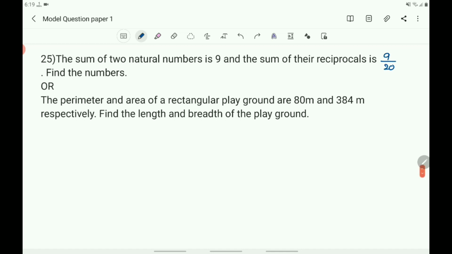Now you take that question. Here there is an 'or' question. You can solve this question or this question. Now let me solve both the questions.